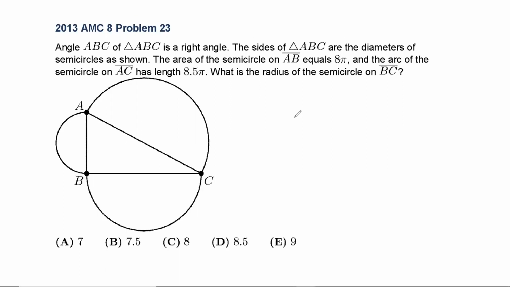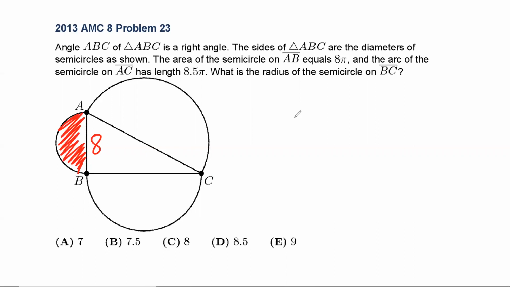Okay, so let's get started. They tell us that the area of semicircle on AB is 8 pi, so that means this area is 8 pi. Since that's only half the circle, the full circle would be 16 pi. And since the area of the circle is pi r squared, that tells us the radius is 4, which means that the diameter AB is 8.